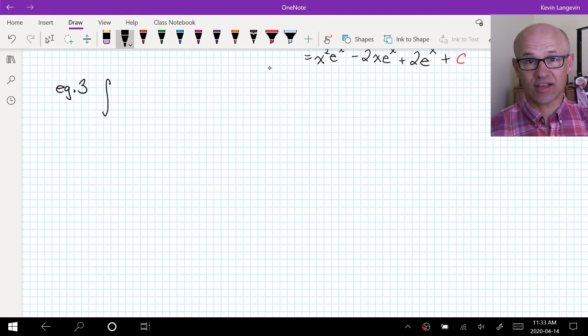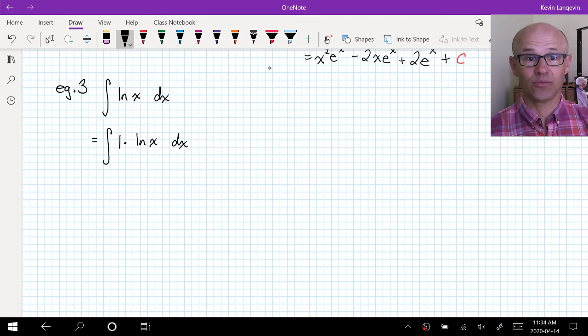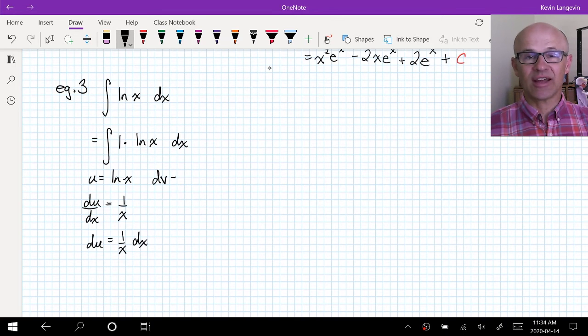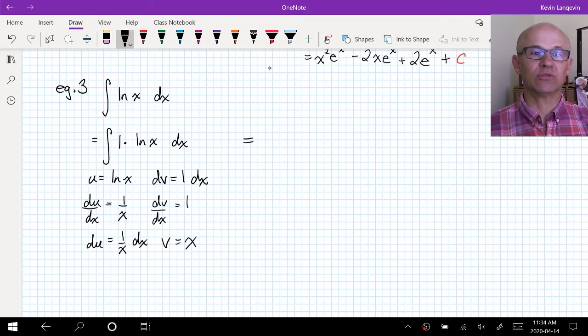For my third example, we're going to take the integral of ln x dx, which previously we had thought was impossible. We're going to rewrite this in such a fashion that one of our functions is going to be 1. If you ever have a ln x, it must be the u. We go ahead and follow through with this. We're able to calculate that v is equal to x and du is equal to 1 over x dx.